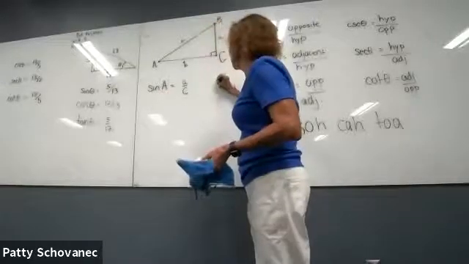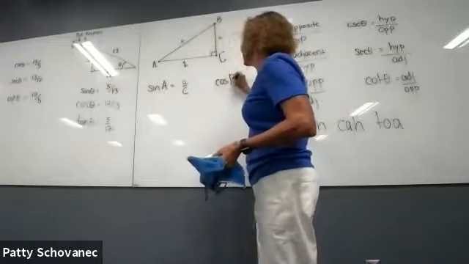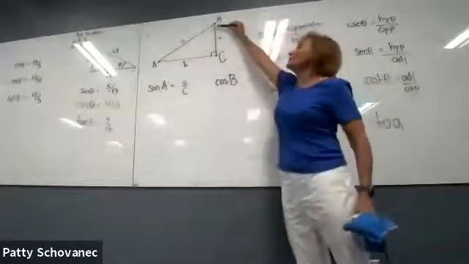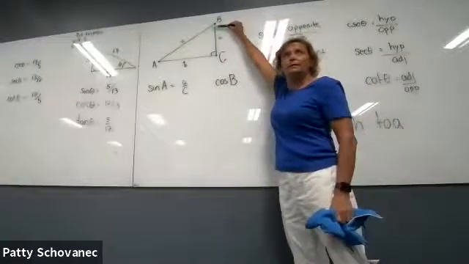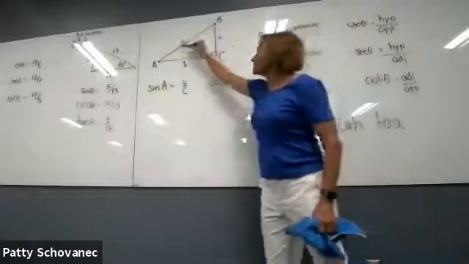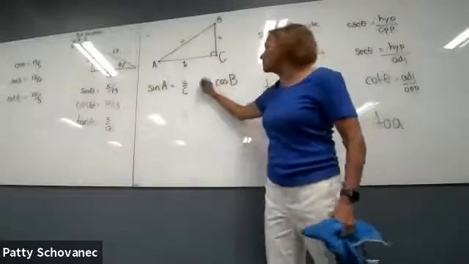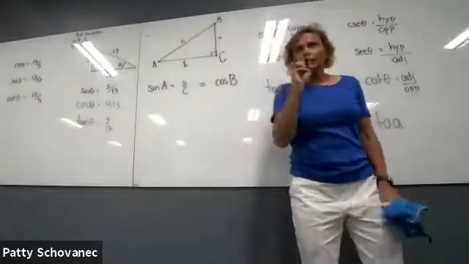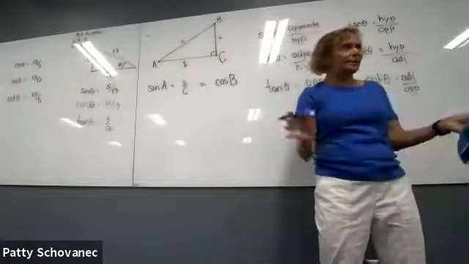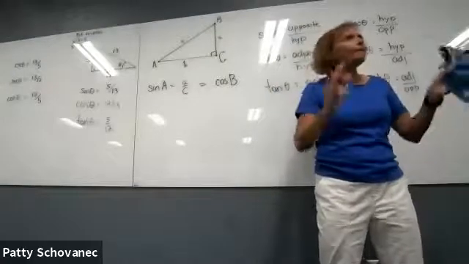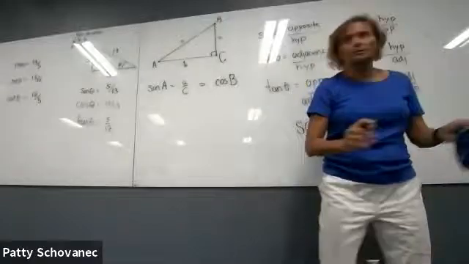What is the cosine of angle B? Cosine of this angle up here. It's A over C, the same A over C. They're co-functions in that they take on the same value at complementary angles.